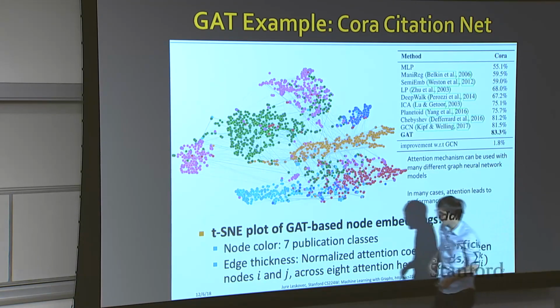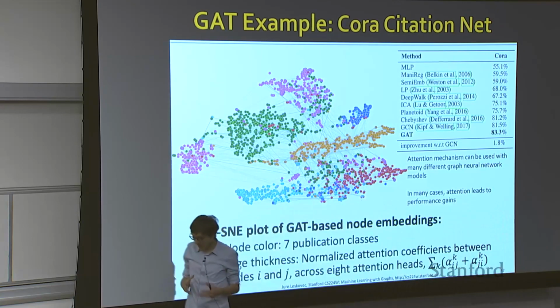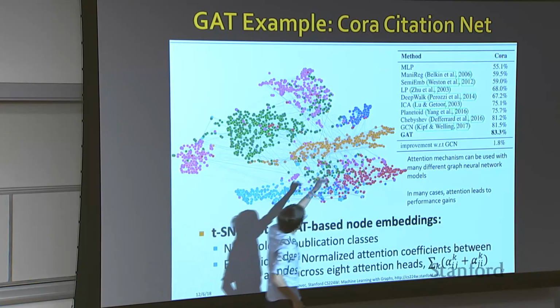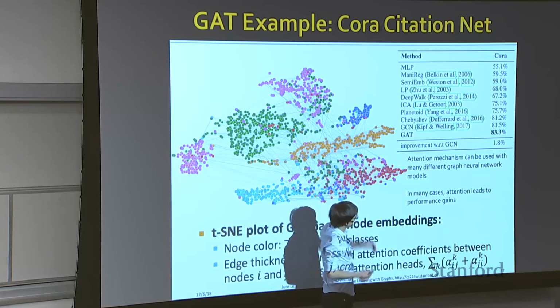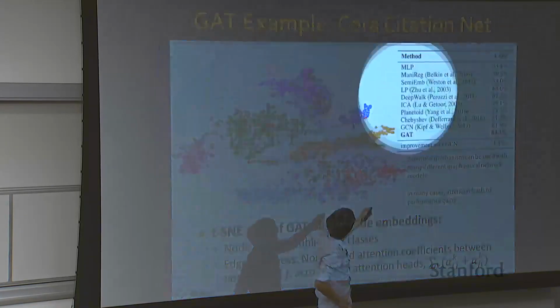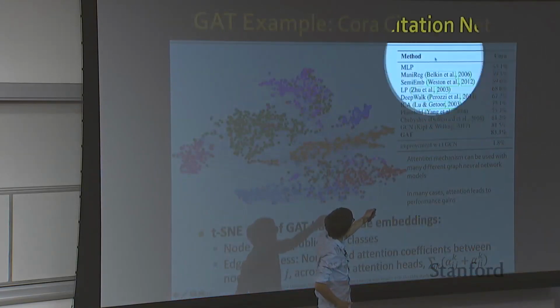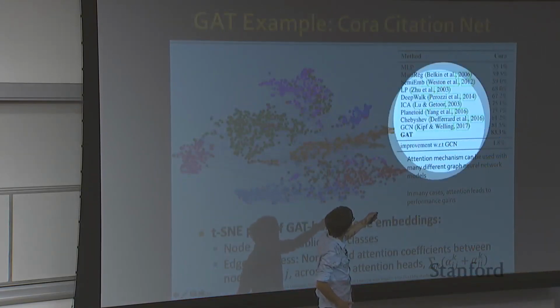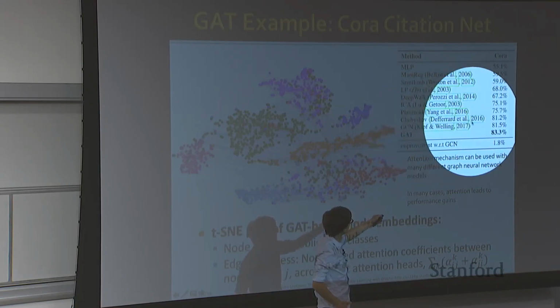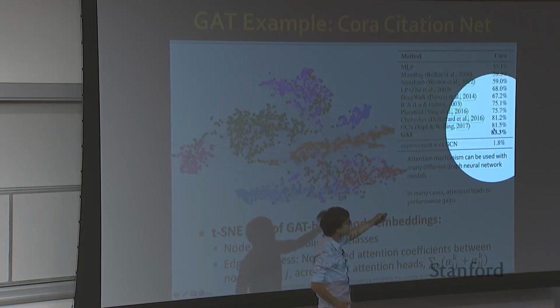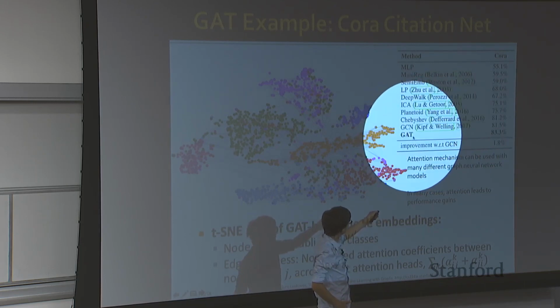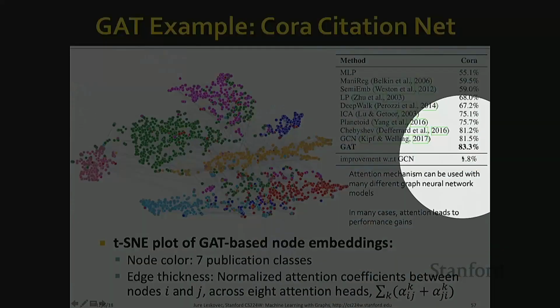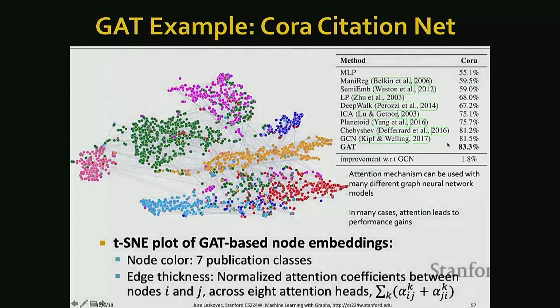So you see how being able to combine the textual information helps. The way to think of this: this is the text information at 55. DeepWalk only looks at the graph information, 67. If you combine both of them together using the graph neural network, you get 81. If you add the attention, it further improves the performance, right? So this is one example of how learning attention can really help.